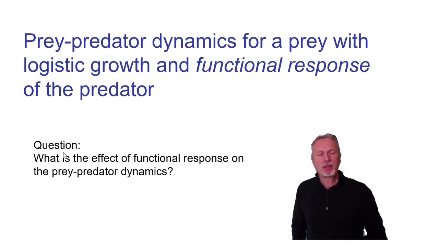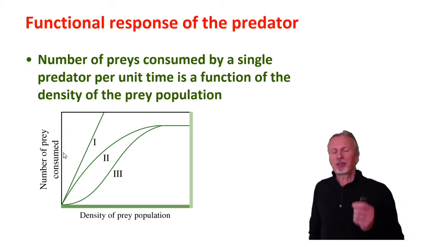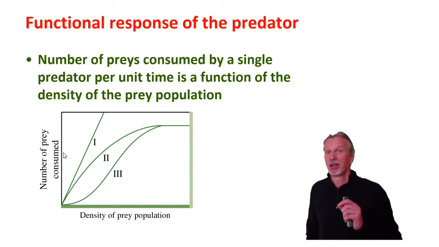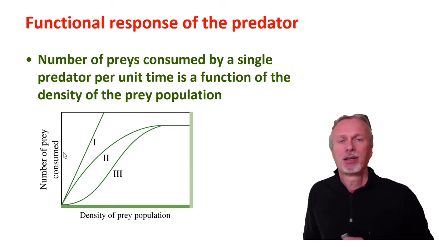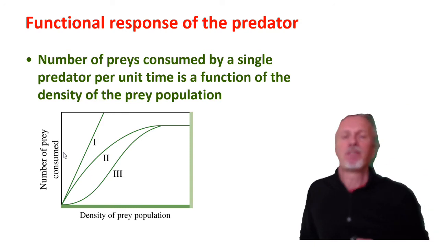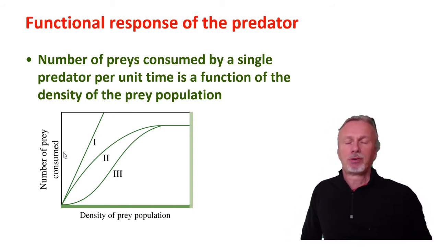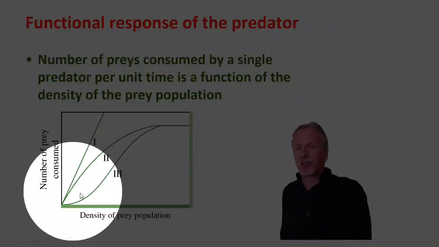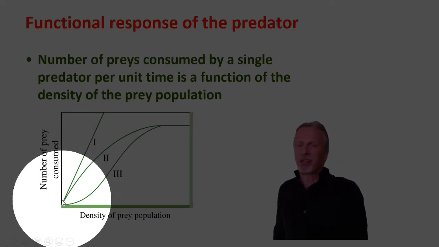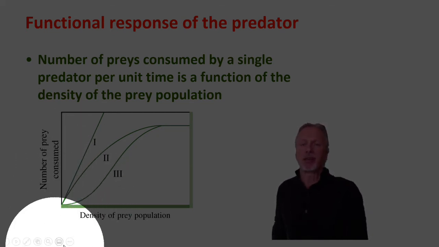The second step we're moving forward with here is the prey-predator dynamics for a prey with logistic growth and a functional response of the predator. The functional response represents the number of prey that are consumed by a single predator per unit time. This number is not a linear function of the number of prey, as it was in the previous model, but a non-linear function of the density of the prey population. That means that when the densities are very low, there is sort of a linear increase: if the density of the prey doubles, the number consumed by the predator doubles as well.